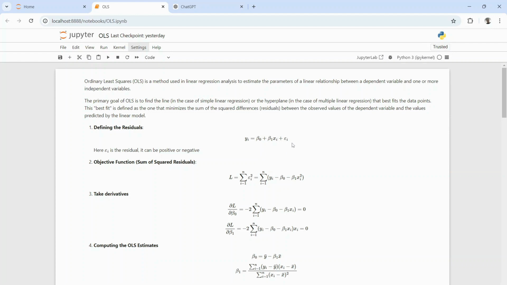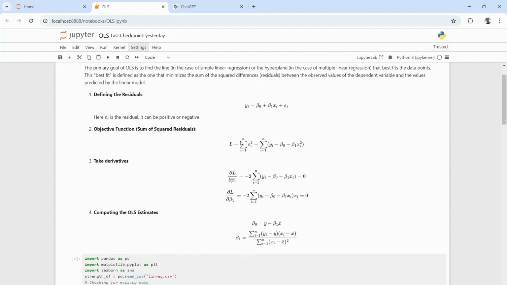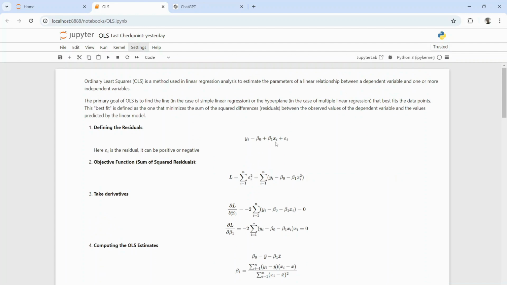Okay. So when we rearrange this equation, we get epsilon i is equal to yi minus (beta naught plus beta 1 into xi). So first we square the residuals and sum them for all the data points, and we get the value L, which is the objective function which we will be minimizing. As we want the line to fit perfectly, we want this residual to be minimized.